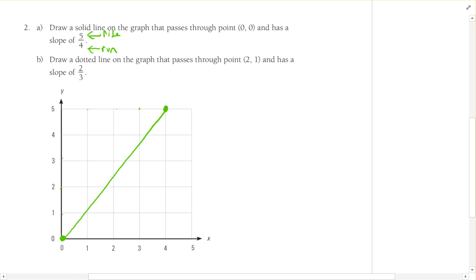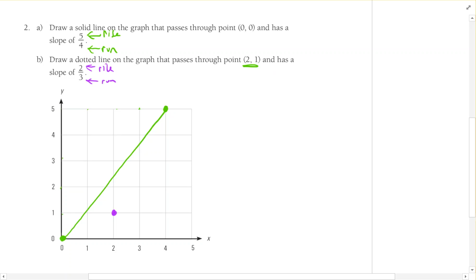Okay, now it says draw a dotted line on the graph that passes through the point 2, 1 and has a slope of 2 over 3. So first thing, we just need to plot that. So 2, 1, that's at 2 and then up 1. So that's that point right there, right? And has a slope of 2 over 3. So again, that's my rise, that's my run. So it needs to have a rise of 2.